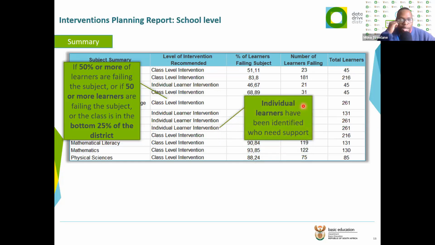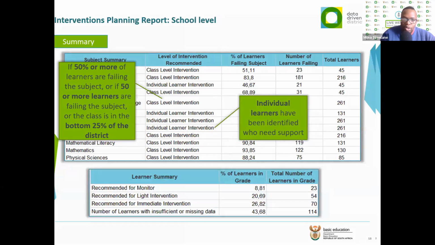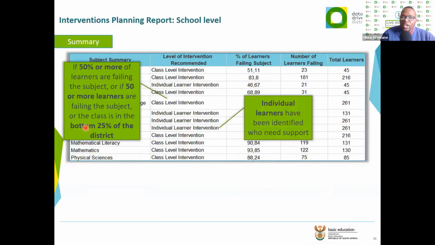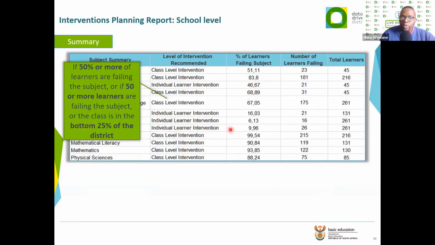And you can see there that individual learners have also been identified who need support in a different subject. So there's another subject here, life orientation. This subject has been tagged as needing individual learner intervention, only because only 9% of the learners are failing. In terms of numbers, out of the 261 learners that do the subject, it's only 26 that are failing. So they represent a very small minority, and probably speak to some of that psychosocial and remedial support that we spoke about before.